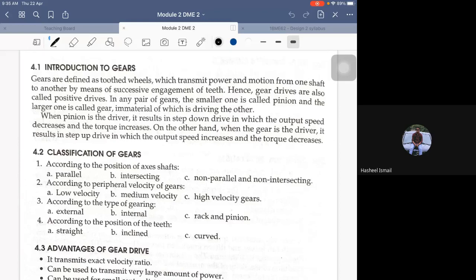So how many types of gears have you seen? I have told four: spur, helical, bevel, and worm. These are the four different types of gears. So how many types of gears have you seen till now? It might be in your lab, or somewhere else, in a workshop. Where have you seen the gears? Watch, yes, very good.